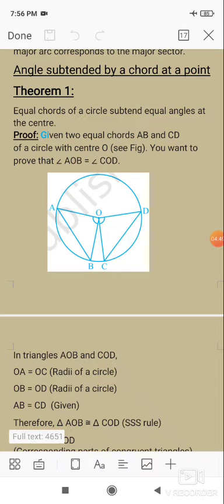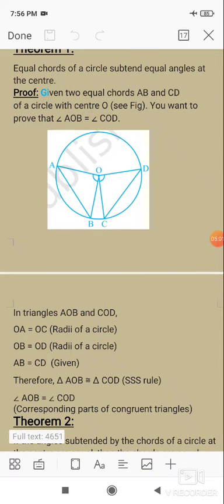And AB equal to CD, what is that? Equal chords, it is given. Therefore, triangle AOB is congruent to triangle COD using the SSS congruence rule. So, if two triangles are congruent, then we can conclude what? Angle AOB equal to angle COD, using corresponding parts of congruent triangles.